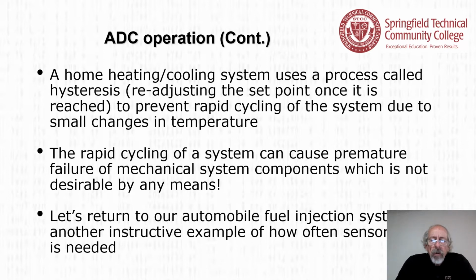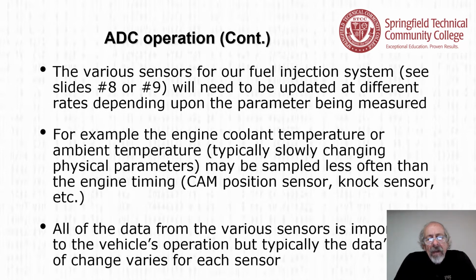So let's return to our automotive fuel injection system as another instructive example of how often sensor data is needed. Back in that diagram, back on slides number 8 or 9, the various sensors for our fuel injection system will need to be updated at different rates depending upon the parameter being measured. For example, the engine coolant temperature or ambient temperature, those are typically slowly changing physical parameters, may be sampled less often than the engine timing, that's the cam position sensor, the NOx sensor, and so forth. And you have to see those quite often.